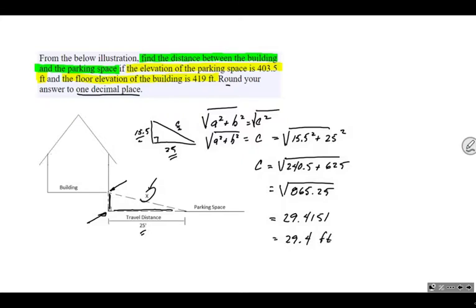So the slant distance from the building out to the parking space along this hypotenuse of the triangle formed by the elevation and the travel distance from left to right is going to be 29.4 feet.